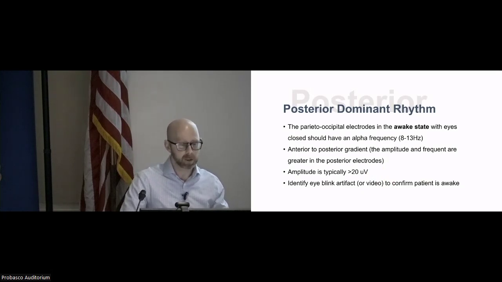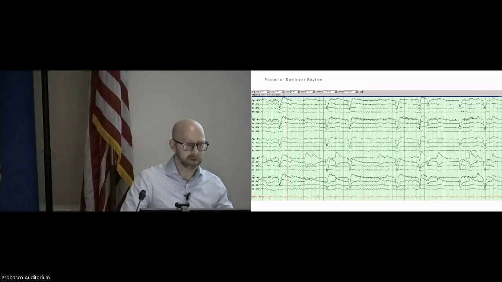So you look for this, and you look for eye blink artifact on there. That helps you see, for one, are they awake? The other thing is it should have some reactivity, where when they close their eyes, it becomes more apparent. And so this is an alpha rhythm you're looking for, maximal over the parieto-occipital posterior electrodes.